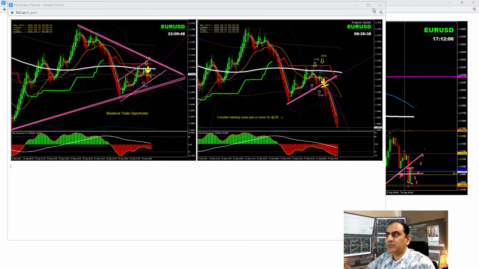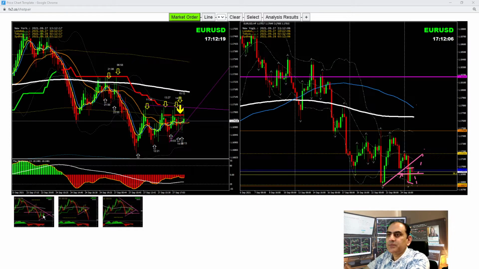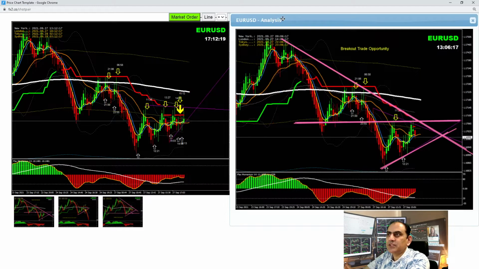London morning, we had a beautiful trade, and afterwards we're still waiting. You can see here, based on this analysis, we are still waiting. Let's see how the market is going to break. I'll let you know tomorrow.